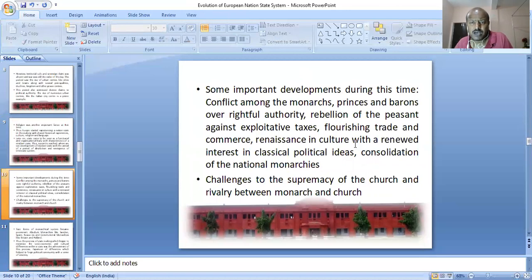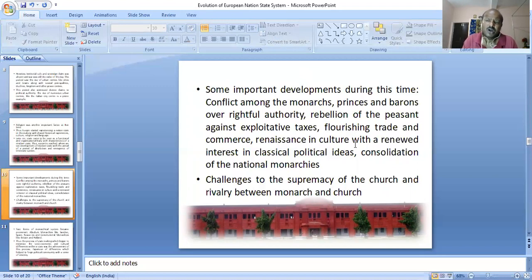Some important developments during this time: conflict among the monarchs, princes, and barons over rightful authority, rebellion of the peasants against exploitative taxes, flourishing trade and commerce, renaissance in culture with a renewed interest in classical political ideas, and consolidation of the national monarchies. This is where we find something interesting happening. Come back to the next point.